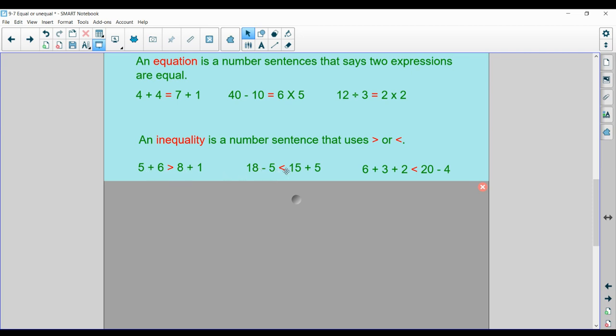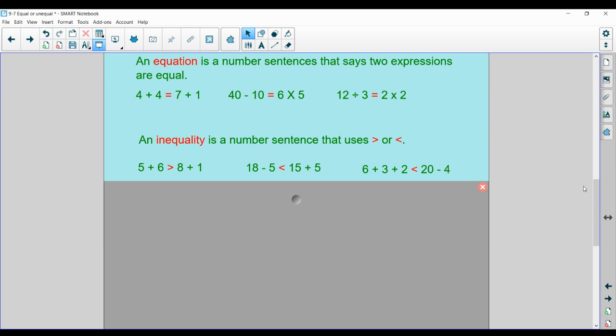18 minus 5 is less than 15 plus 5. 18 minus 5, I know in my head is 13. 15 plus 5 is 20. This is an inequality. This is less than this. 6 plus 3 plus 2 is less than 20 minus 4.